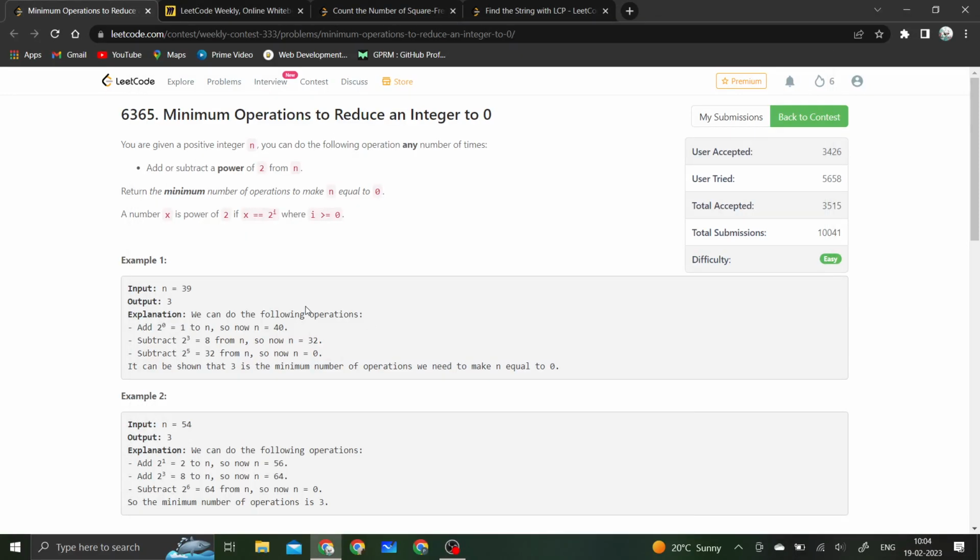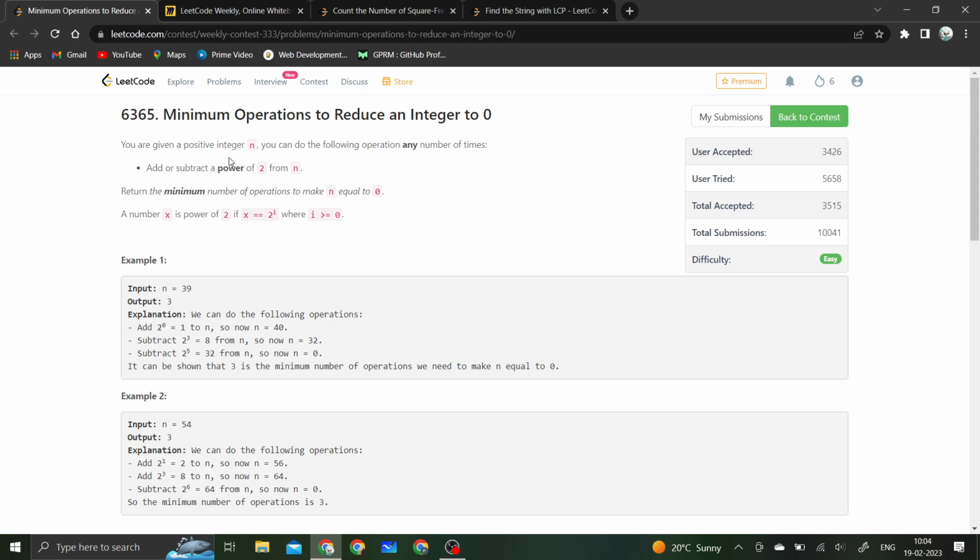Hi everyone, let's solve the second question from today's weekly contest, that is minimum operations to reduce an integer to 0. In this question, you are given a positive integer n and you can do the following operation any number of times, that is add or subtract a power of 2 from n. Then we have to return the minimum number of operations to make n equal to 0, right? So the question is pretty straightforward.